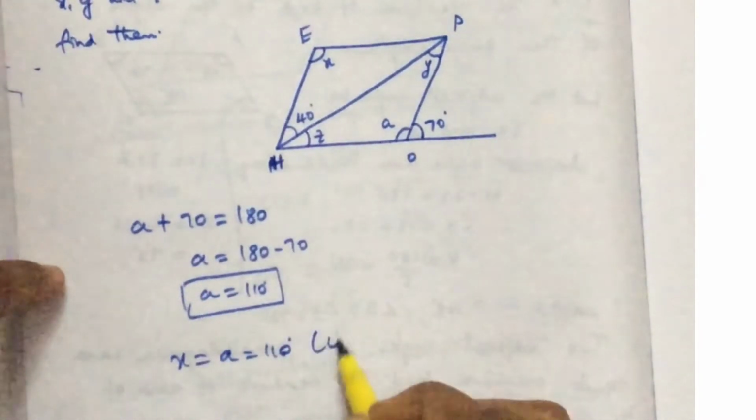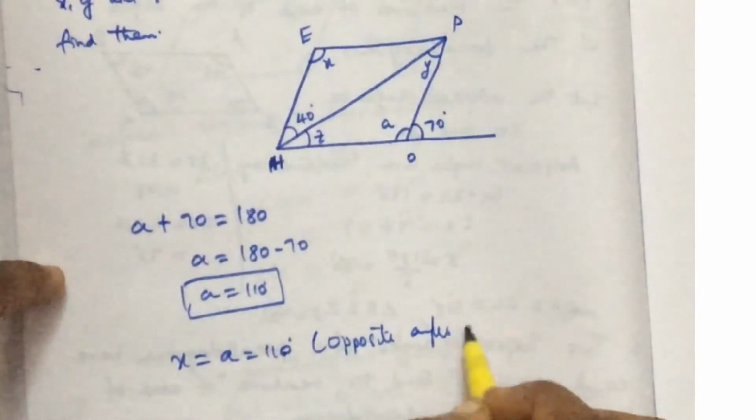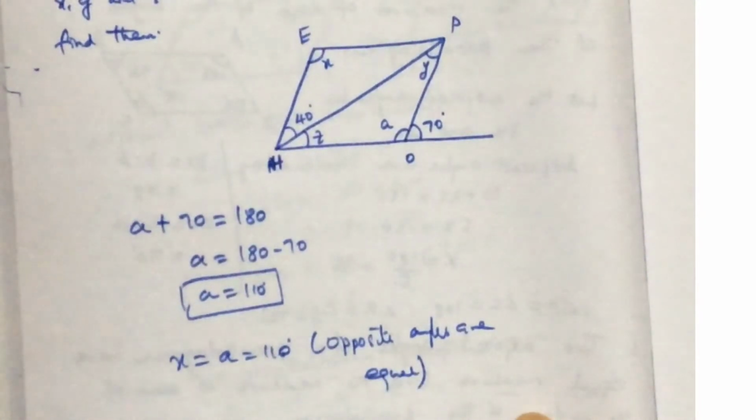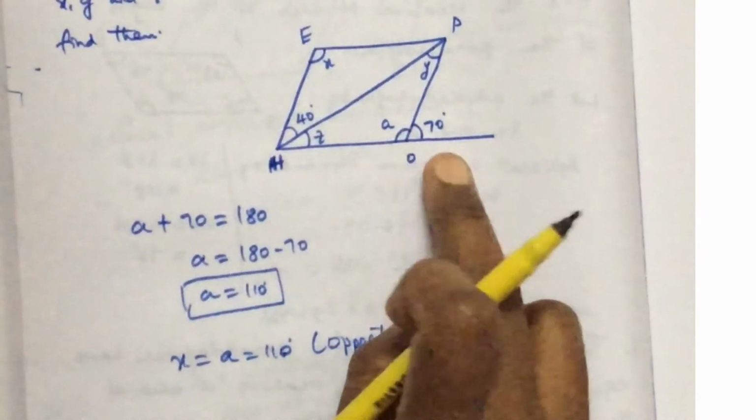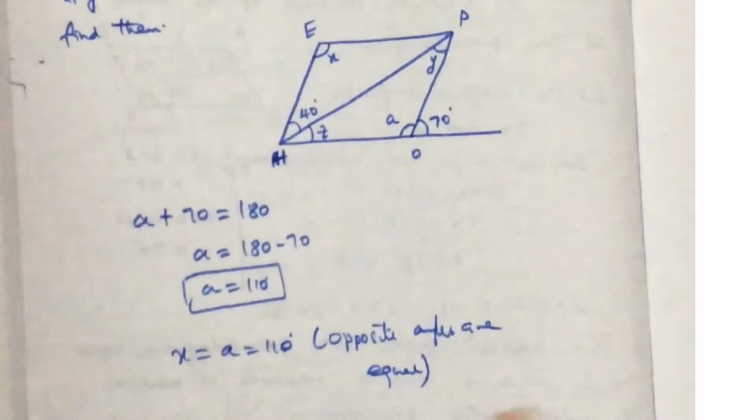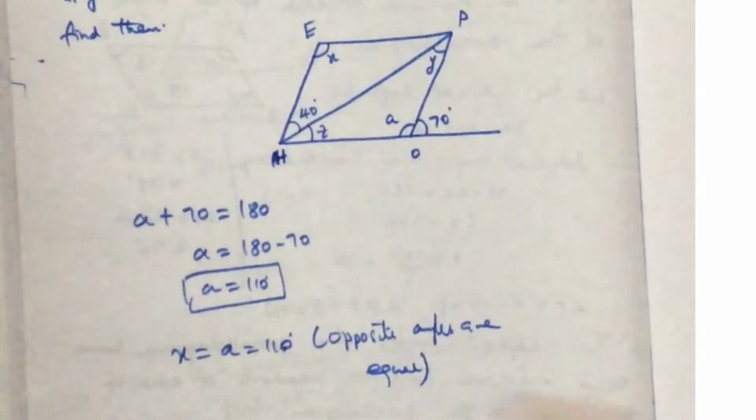What is the property used? Opposite angles are equal. Here also we can say they form a linear pair. So here you can say opposite angles are equal. This is A and this is X. So X equals A, which is equal to 110.